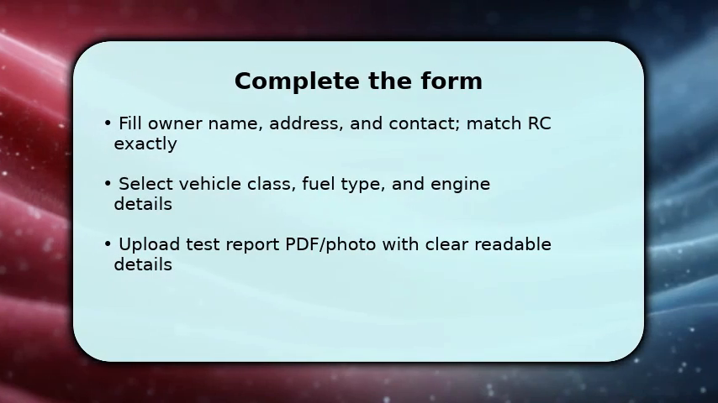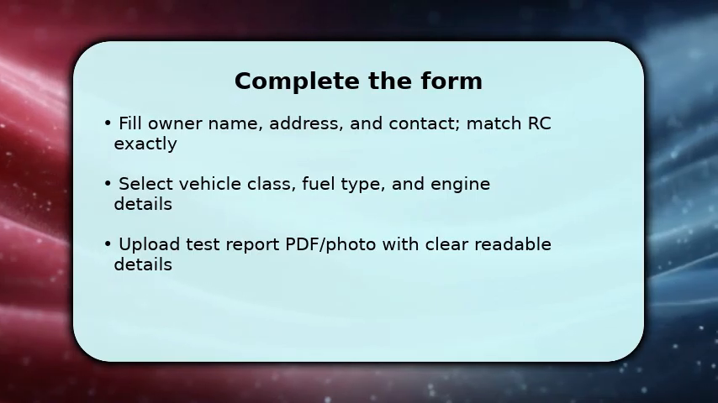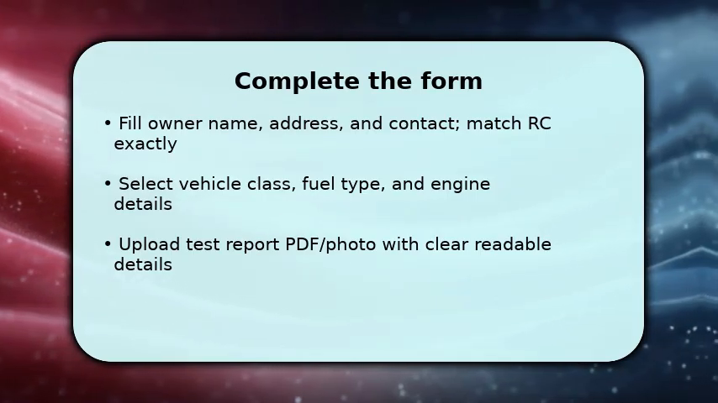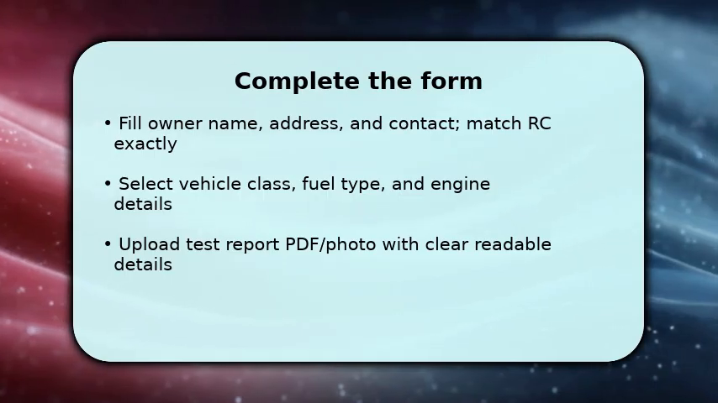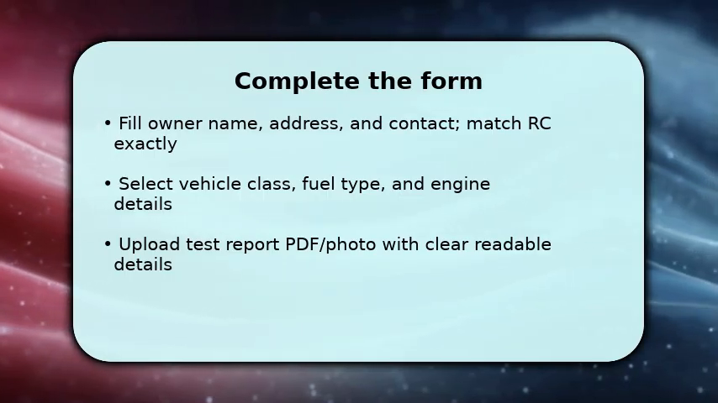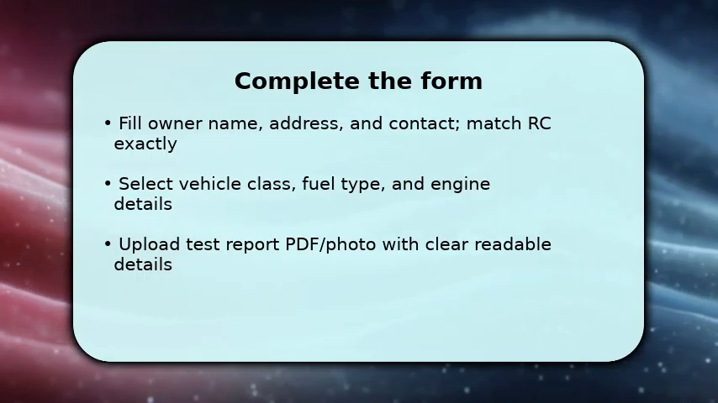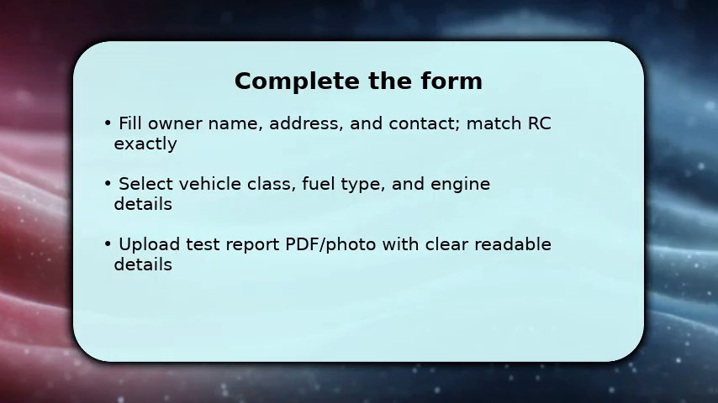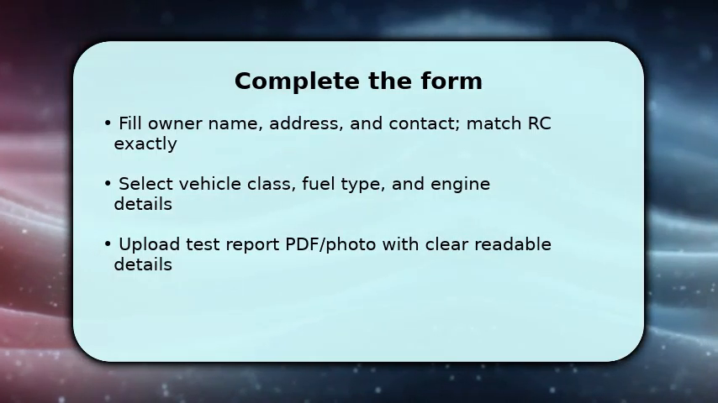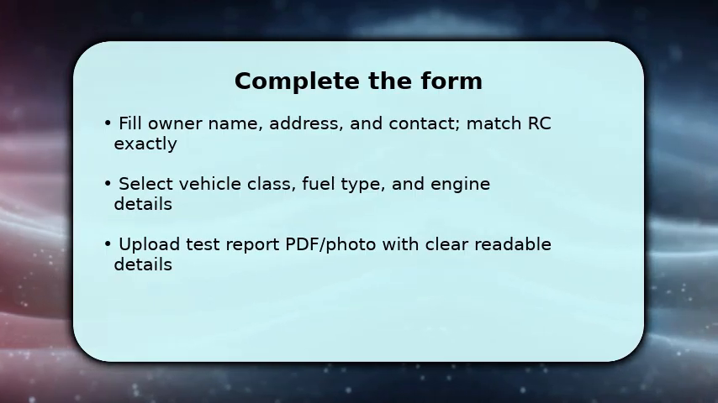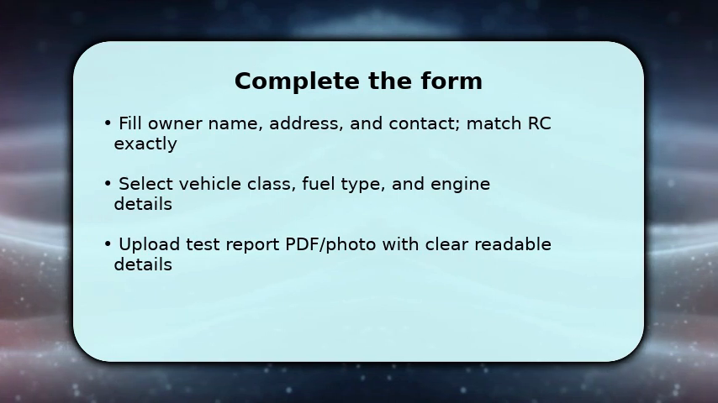You now complete the detailed form. Type the owner name and address exactly as on the RC because mismatches cause rejections. Then choose vehicle class and fuel type and input engine or chassis numbers precisely. The backend cross-checks these. Next, attach a clear scan or photo of the PUC test report. Blurry uploads fail verification. Once everything is entered, review each field slowly, then proceed to payment. This step ensures the system can validate your records without manual intervention.